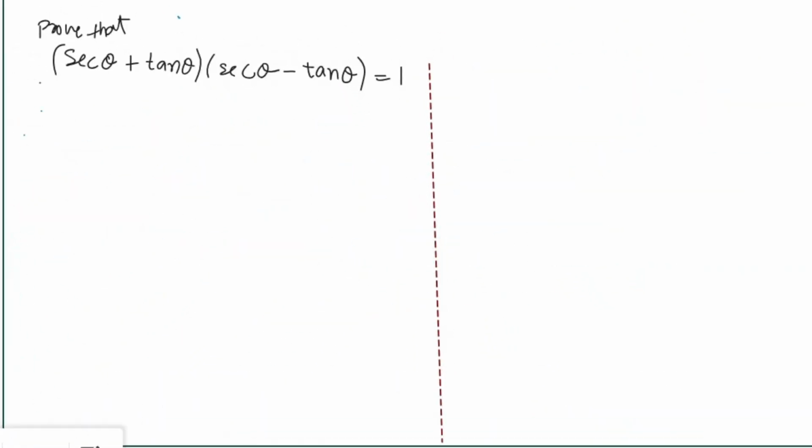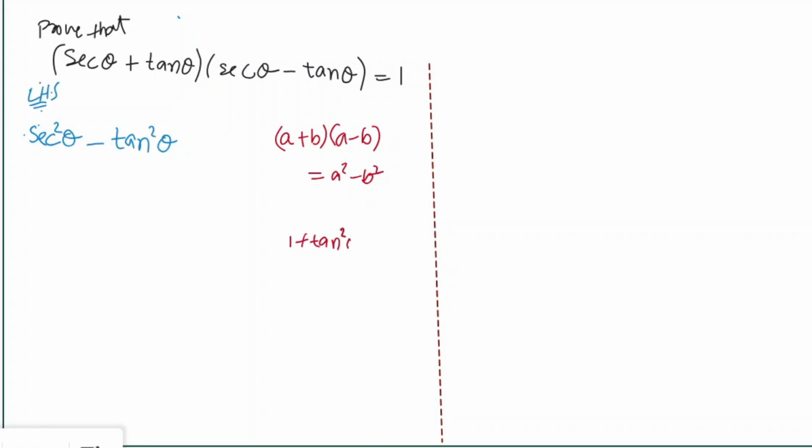In this question, you can clearly see that both factors look the same, just the difference of sign. So we can use the formula, as we know, (a plus b)(a minus b) equals a square minus b square. We use the same thing here. It would be converted into secant square minus tan square. As we know the trigonometric identity, 1 plus tan square theta is equal to secant square theta. So in the place of secant square theta, I will write 1 plus tan square theta, and minus tan square theta stays as it is, which cancels out with the positive, and the left will be 1, which is your right hand side.